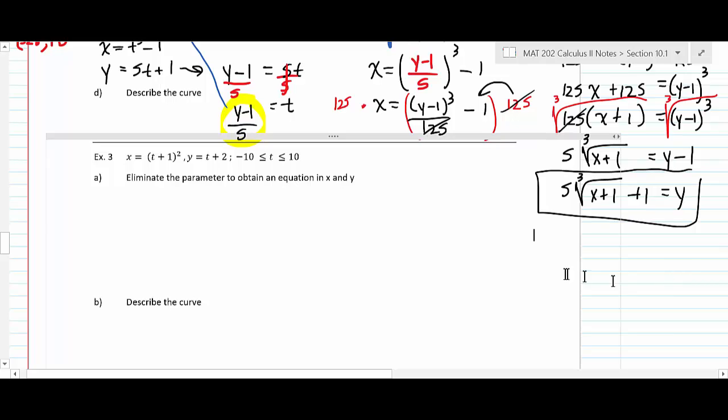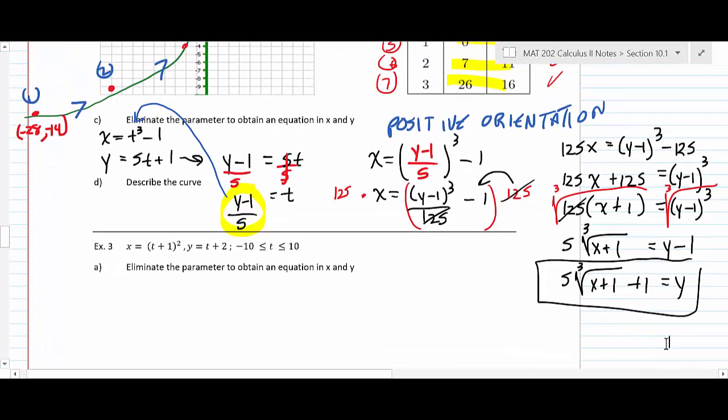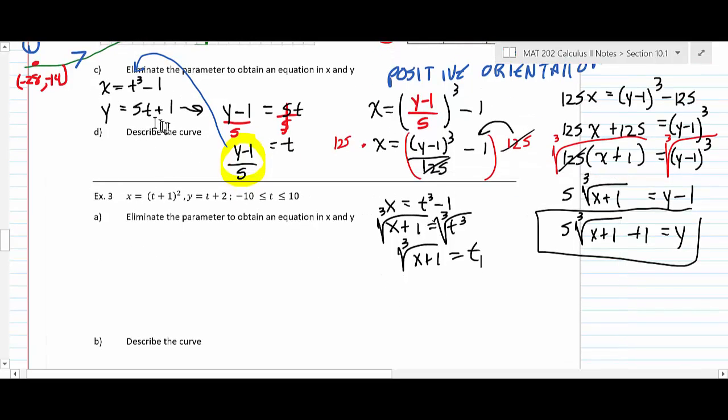All right, let me show you what happens if I did it the other way. You don't have to write this down, but let me just show you this. So if you had x equals t cubed minus 1, and you solved this for t, you would have x plus 1 equals t to the third. Then if you did a cube root of both sides, you would have the cube root of (x plus 1) equals t. Now I'm going to plug this into the other equation. I'll show you it's a lot easier. The other equation was y equals 5 times t plus 1. Plug that in, and you're going to notice you get exactly the same answer.